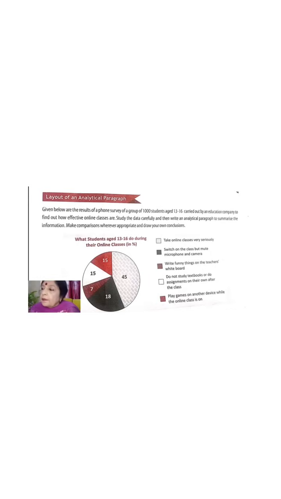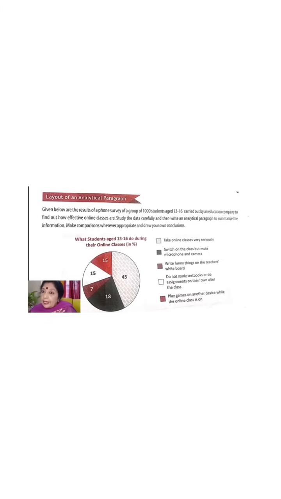Now please look at the pie chart which is coming up on the screen. What do we see there? We see that the survey which has been done on 1,000 students, out of that the percentages have been given very clearly. So now let us take the first one, that 45% part. What does the 45% part say? The 45% part states that those students take online classes seriously, and that is something we can feel happy about.